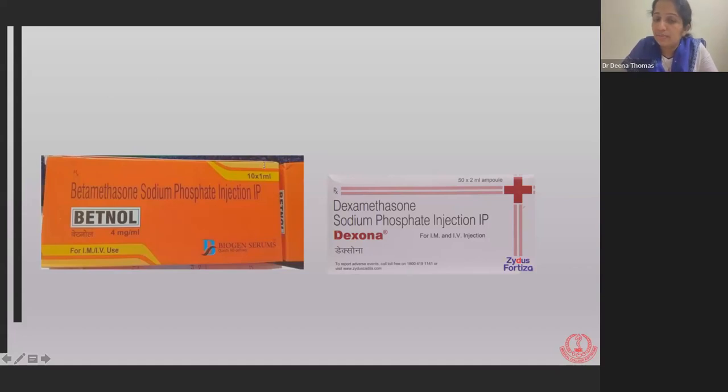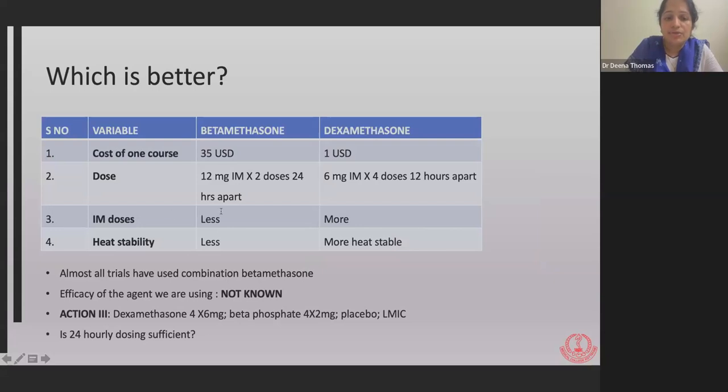But when you compare both of them, this is more heat stable, this is less costlier, and this is freely available. So when you compare dexamethasone and the betamethasone combination salt, there is not much difference. In terms of efficacy, both will fare good. But in terms of cost, the availability and the heat stability, dexamethasone wins. That is why the WHO guidelines say dexamethasone is the one which is recommended. IM doses is less if you are using the combination salt, but that is not available.